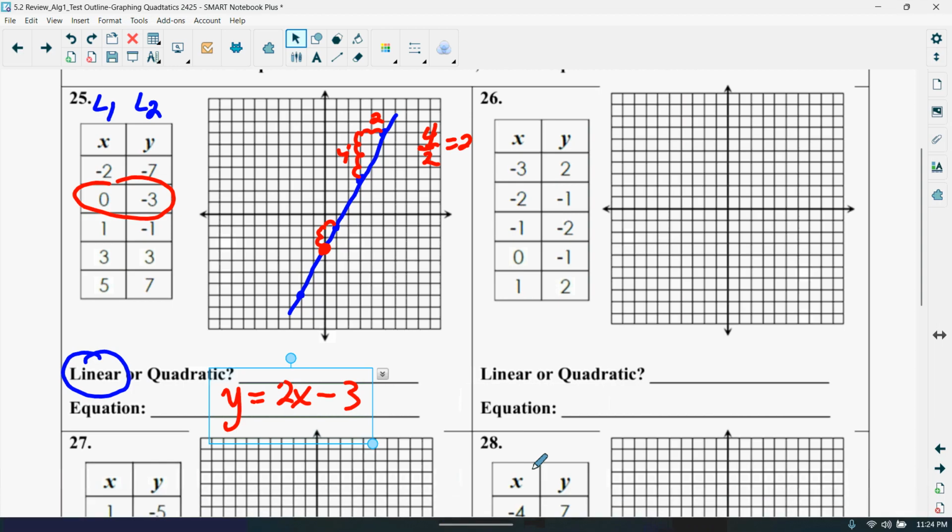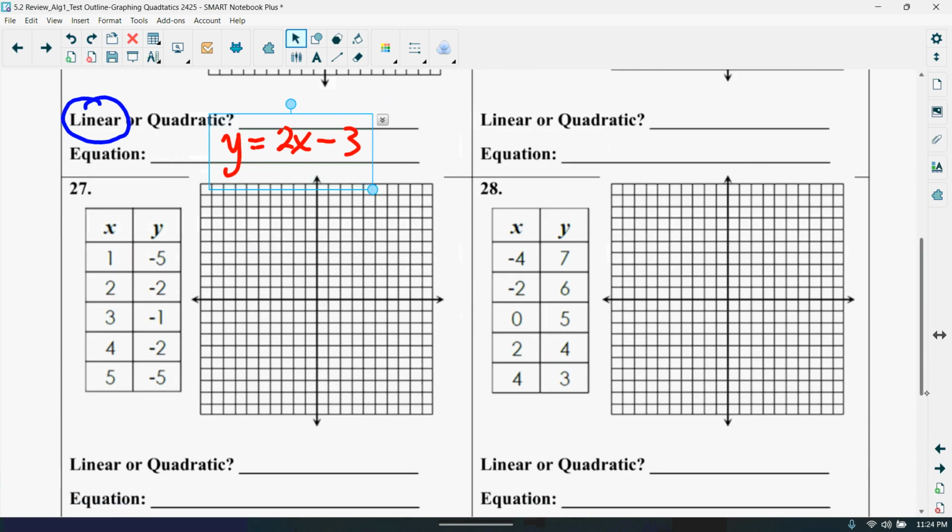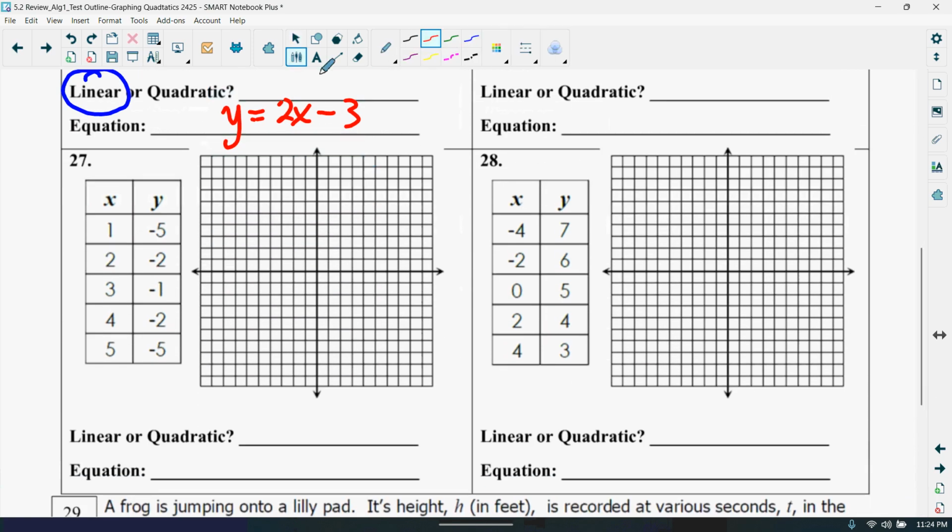Okay, let's talk about, remember how to do it quadratic. I think 27 is a quadratic. So we'll plot these points. We've got 1, -5, to the right 2, down 2, then to the right 3, down 1, 4, down 2, 5, down 5. So yeah, if I sketch this one, that is a parabola. So this would be quadratic.